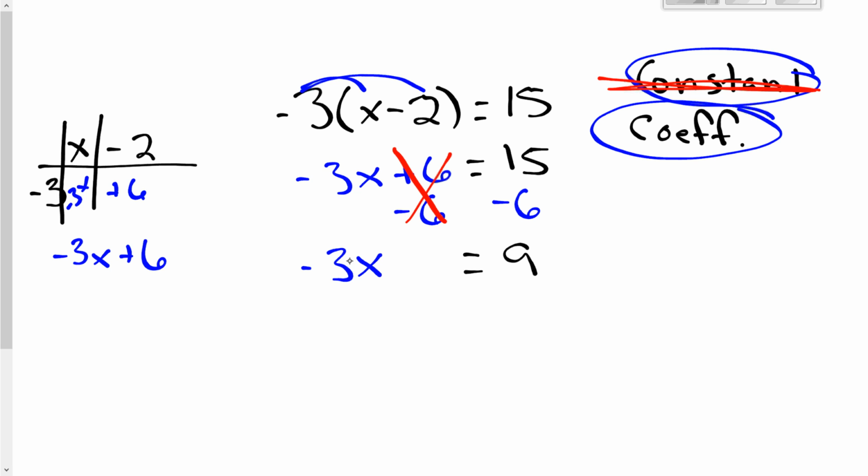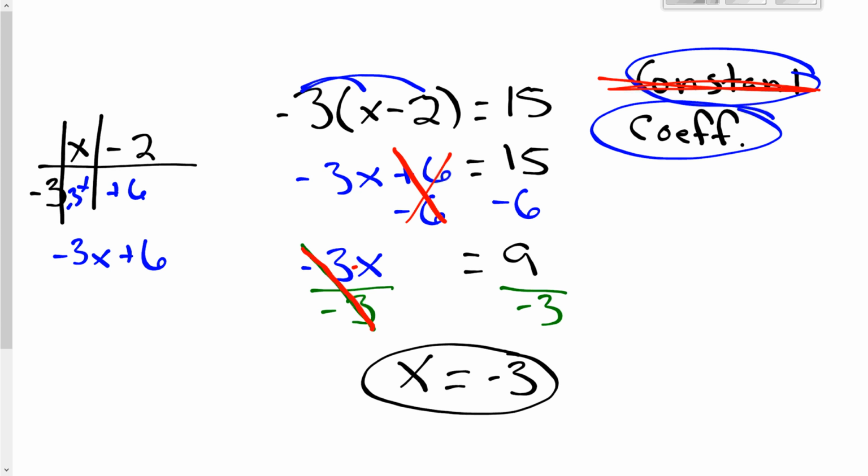The coefficient is always the number touching the variable that we're solving for. Negative 3 is that coefficient. And remember, there is a multiply sign there. And we're going to undo multiply by dividing, the division property of equality. And we're going to divide both sides by that coefficient, negative 3. These negative 3's cancel out because negative 3 divided by negative 3 is positive 1. That leaves me with just x, or 1x, equals, and then 9 divided by negative 3 is negative 3.